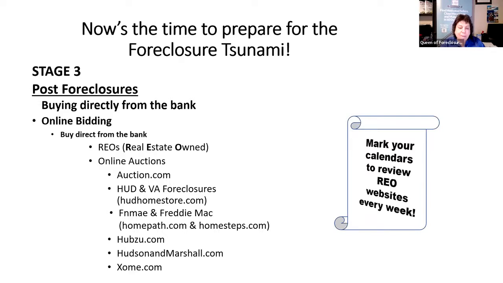When they take the property back, it goes into stage 3, post-foreclosure. It's an REO. It's a bank-owned property, and that's where you're buying directly from the bank. You're buying directly from the bank, but you're on these different platforms to try to buy there.